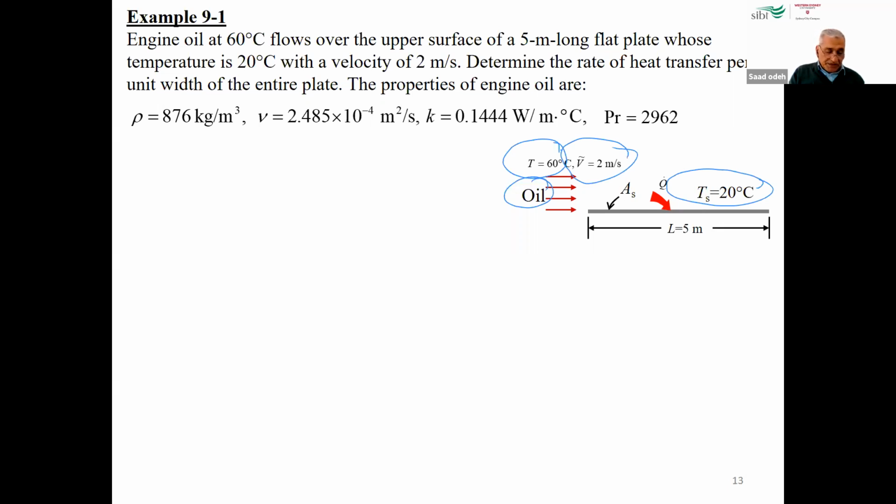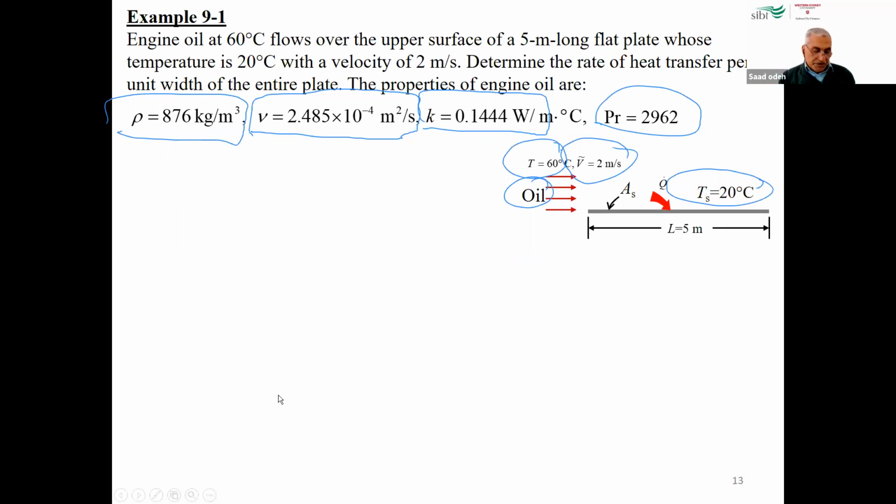Also, all this information, you don't have to go to tables now because you have been given the density, the kinematic viscosity, the conductivity, and also the Prandtl number. So it's much easier for you now. You don't have to go to tables. But if you want to go to tables, you need to get T film, which is the average temperature between the surface and the fluid. We need to find out the heat transfer per unit width.